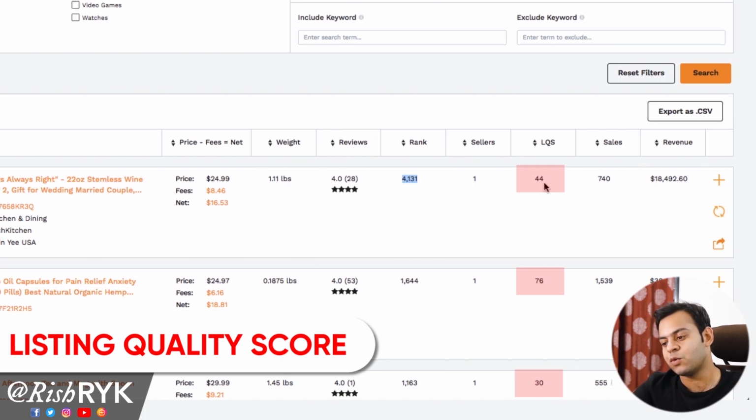Now as you see, the listing score is 44 over here. That means it's very average, it's not that great. This ranges from 0 to 100. The higher it is, the better it is.